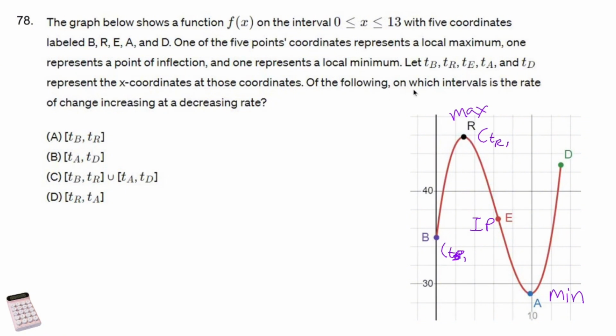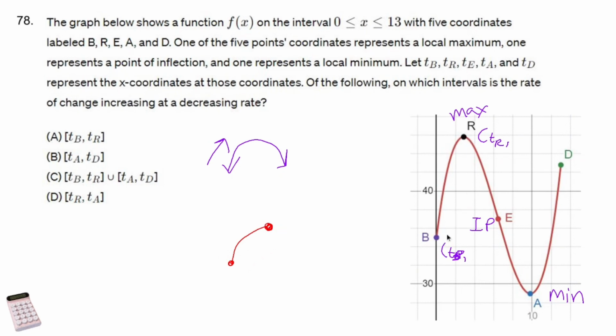Of the following, on which of the intervals is the rate of change increasing at a decreasing rate? Well, if you're wondering what the heck increasing at a decreasing rate means, a decreasing rate implies concave down. Increasing implies going up and to the right. So increasing at a decreasing rate implies the left side of concave down.